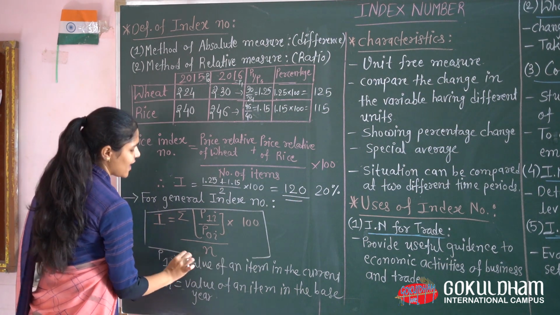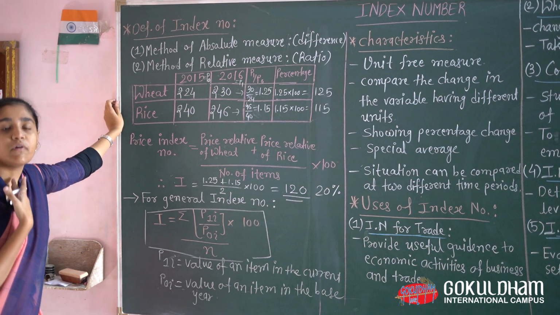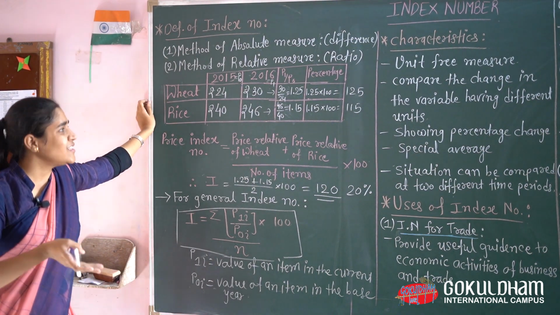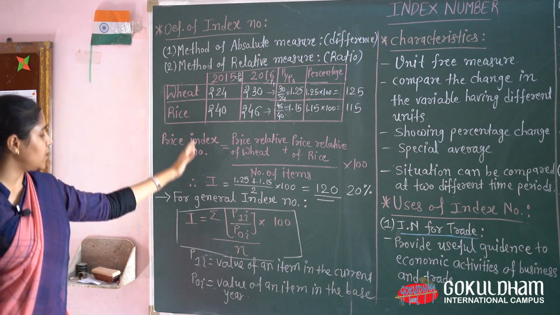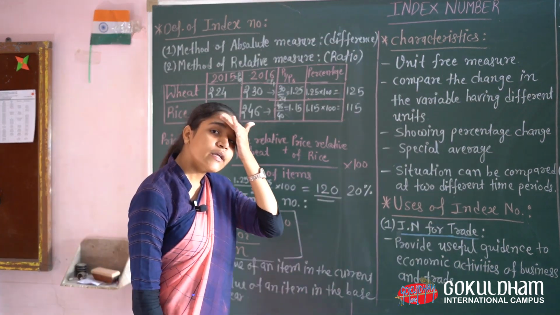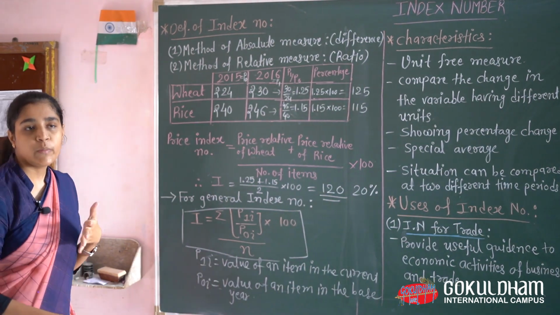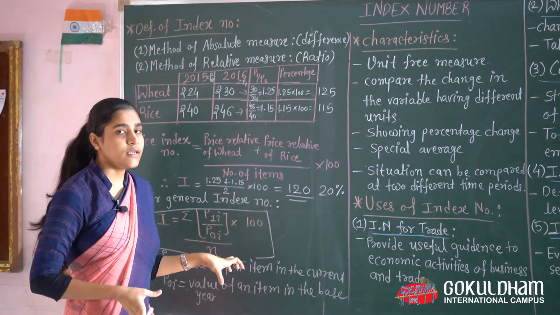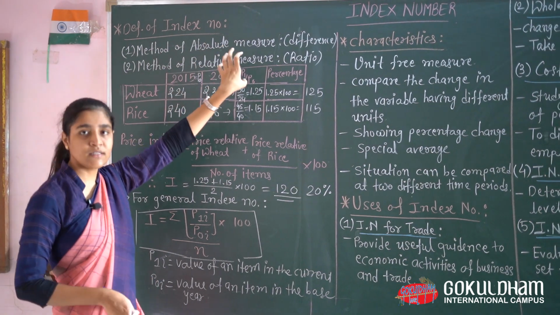That means if we are having more than two variables, like suppose we have to find the variation in the value of jaggery, pulses, rice, wheat, etc., we can use this formula for finding the general index number. Not only is it limited to that, the general index number is also used for economic, social and business activities. Government uses this general index number. So I hope you are getting this definition of index number.